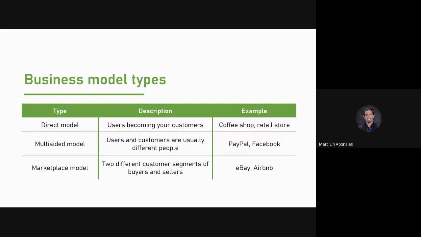And the second one is what we call a multi-sided model. So this involves users and customers, which are multiple actors, usually different people. For the multi-sided model, some examples are ad-based models, big data, and enterprise, where the products are free to users and their value is monetized by a different customer base. That's why our examples here are PayPal and Facebook. We all know Facebook is a free service for all the people.